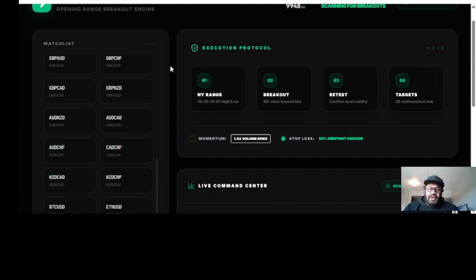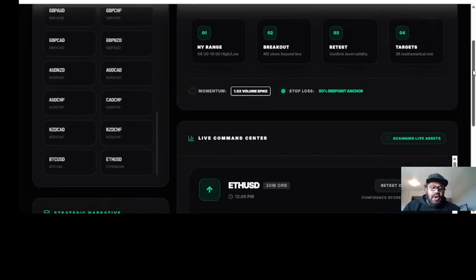Okay, so the 30-minute breakout strategy engine works on the New York opening range. We're looking for the opening range between the 9:30 open and the 10 o'clock open. So the engine determines the range, the 30-minute range.